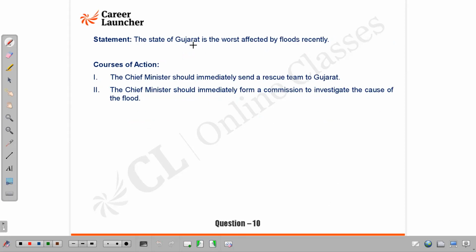The state of Gujarat is worst affected by floods recently. The chief minister should immediately send a rescue team to Gujarat. Absolutely sensible. The chief minister should immediately form a commission to investigate the cause of the flood. See, again, life hazard, so threat to life, and they have been worst affected. So other states are also affected, but they are worst affected, so it needs to investigate the cause of the flood as well, that is, why was the flood caused and why were they worst affected. So I think both of them are sensible enough.